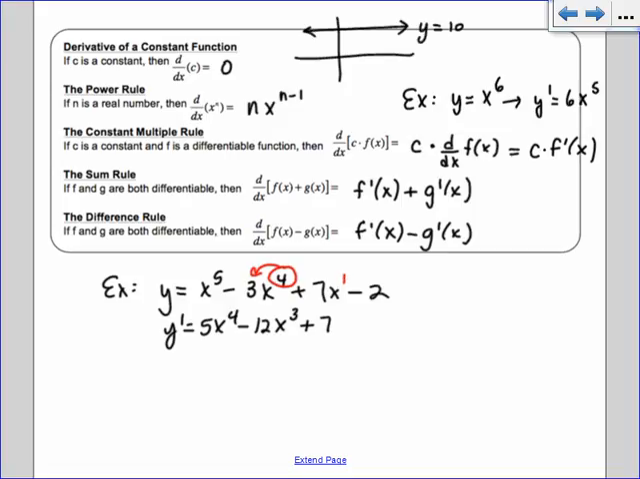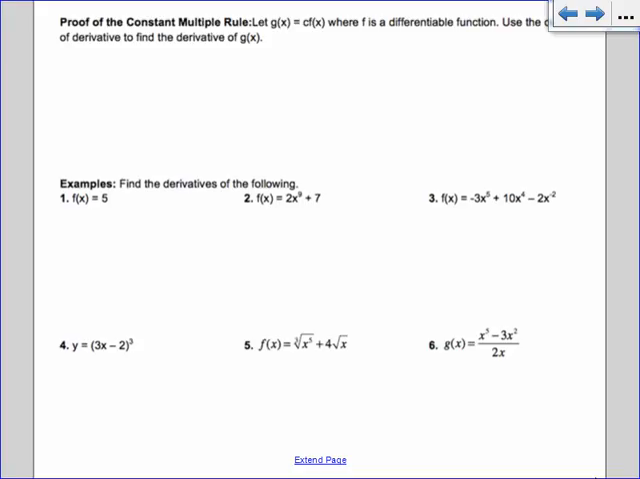So 1 times 7 is 7. X to the 0 is just 1. Yep. Taking the second derivative, you'd just be doing that again. So if you have the second derivative, you would go again. The first derivative tells you about the slope. The second derivative tells us about something else. It's called concavity. So we'll talk about concavity later.